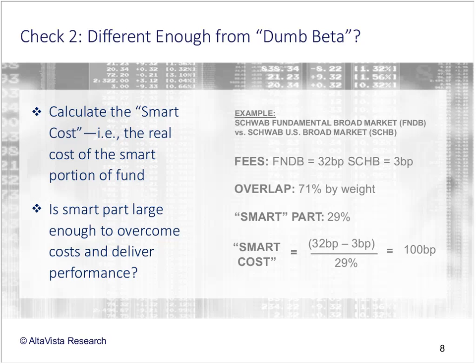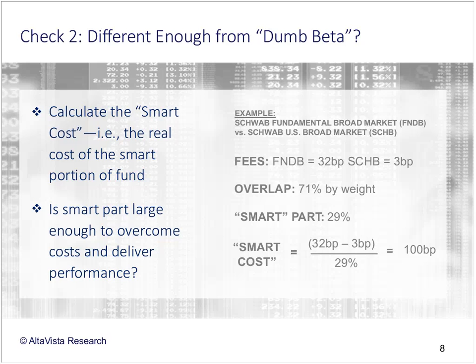So using the app, we find that the overlap between these two is 71% by weight. Perhaps that's not surprising, but it means that the quote-unquote smart part of the portfolio is just 29%. So if FNDB is to overcome its higher fees and generate any outperformance for shareholders, it's going to have to accomplish that with just 29% of its portfolio.